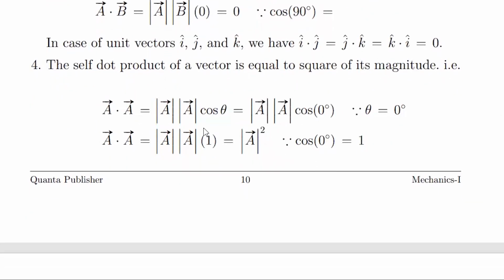This is again the same procedure. Self product means two equal vectors in the same direction with the same magnitude. Then theta is 0, cos 0 is equal to 1, and we will get A dot A is equal to A square. Similarly, any vector can replace vector A. For example, for the velocity vector, V dot V is equal to V square.